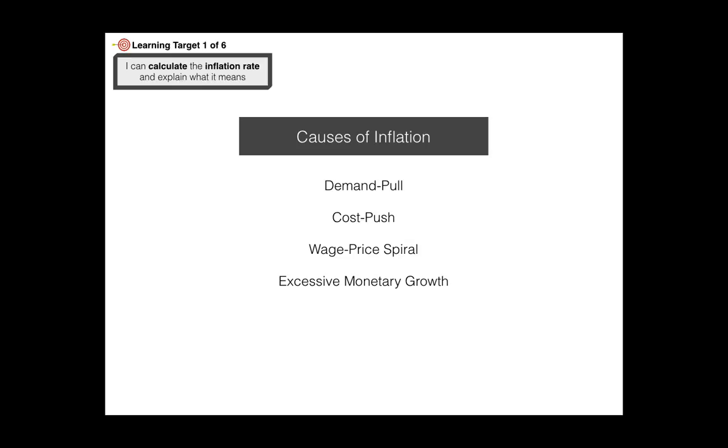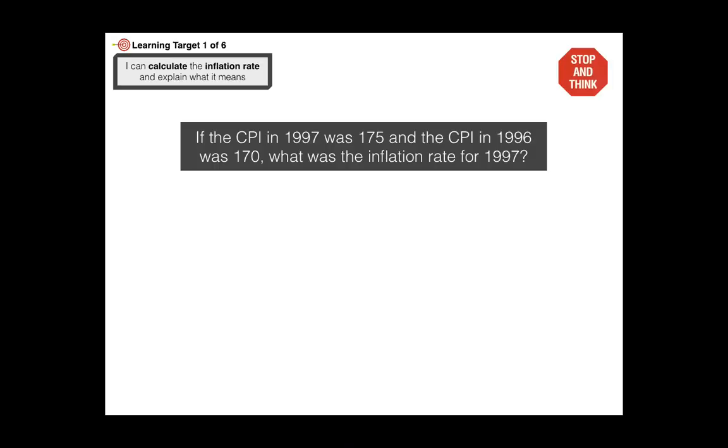And then a last one is excessive monetary growth. We'll talk about this later on, but excessive monetary growth is an increase in the money supply, and the Fed has control of the money supply. If the money supply increases, then that usually means higher demand for goods and services, which would push up prices.